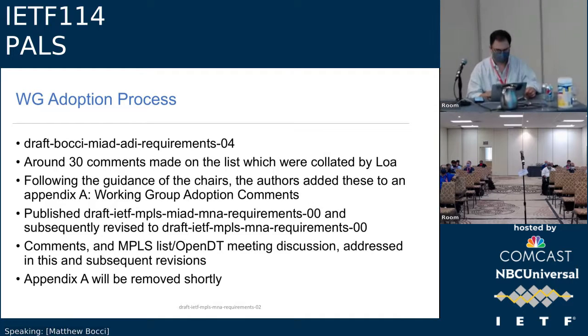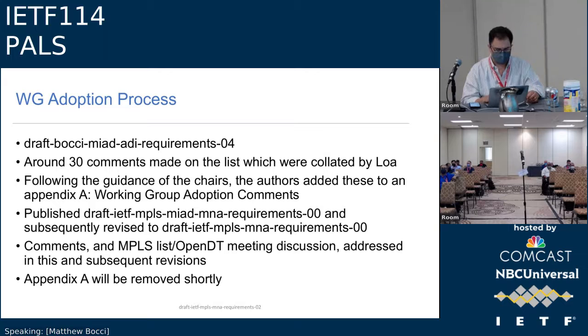Thank you. So in May, I think we went through an adoption process. There was an individual draft which had reached version 4. And we had around 30 comments which were made on the list and were collated by Loa. And the process we took was to essentially adopt the document wholesale, but add those comments to an Appendix A, which is the working group adoption comments, because there were quite a lot of comments. So you'll see in the draft there's still an appendix containing the comments and some responses to the comments.